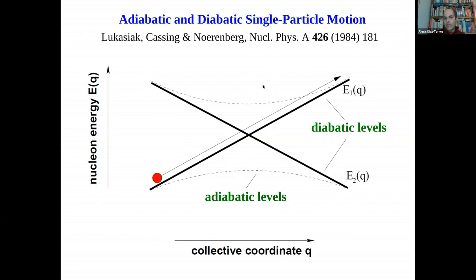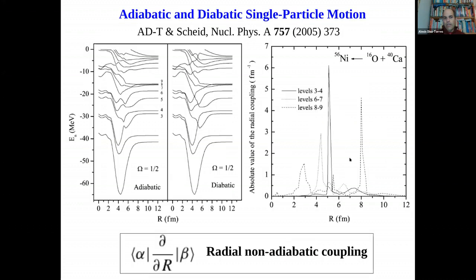Well, around these two levels, if the coordinate q, in this case, or capital R, has a velocity associated with that coordinate that is relatively large, the nucleus will not follow these adiabatic levels, the levels of smallest energy, but it can follow the so-called diabatic levels. So diabatic levels you can visualize in the sense of replacing these avoided crossings by real crossings, and quantitatively these levels can be calculated.